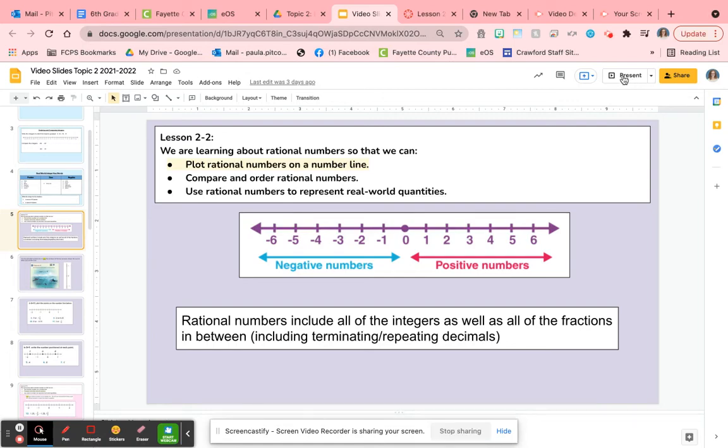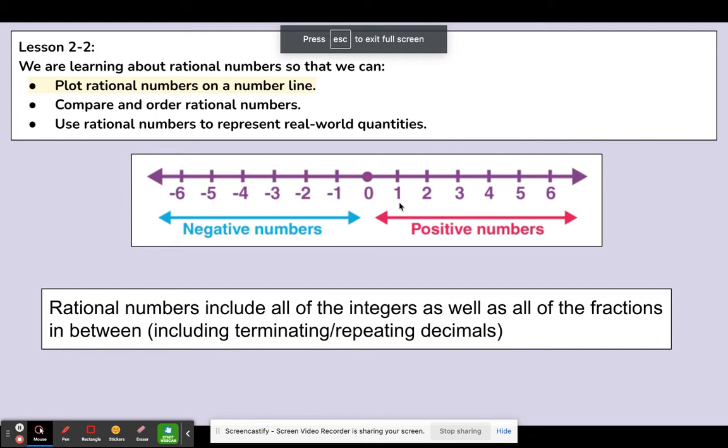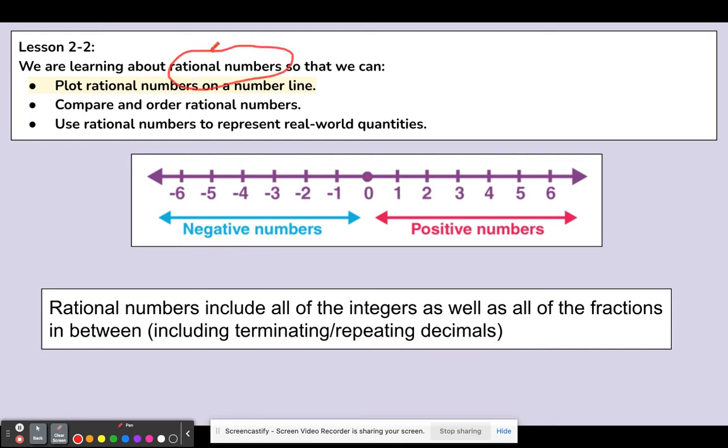All right, guys, we are entering lesson 2 of topic 2, and this one's going to be a doozy because while integers are all fine and dandy, today we're learning about rational numbers. And rational numbers are a bit more complicated. All right, so let's take a look at this number line.